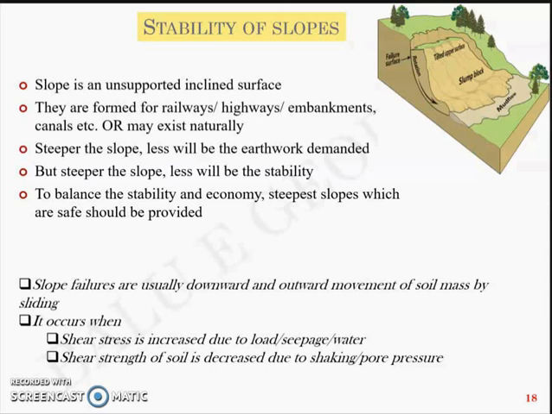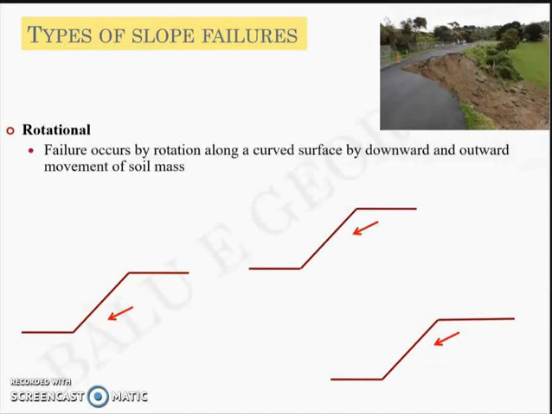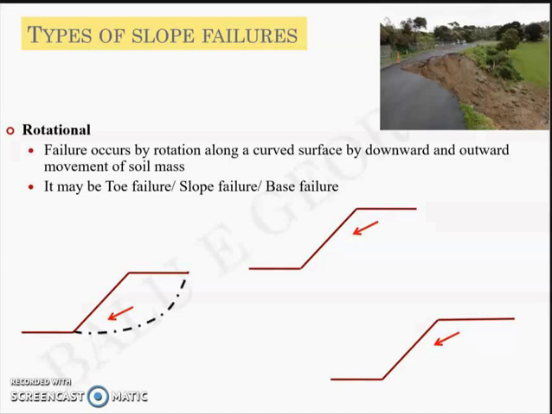Now, for the purpose of theory, you can have divisions of types of slope failures. Number 1 is rotational failure, where the failure occurs by rotation along a curved surface by the downward and outward movement of mass. Now this rotational failure can further be divided into 3: toe failure, slope failure, and base failure, which I've tried to represent in these 3 figures.